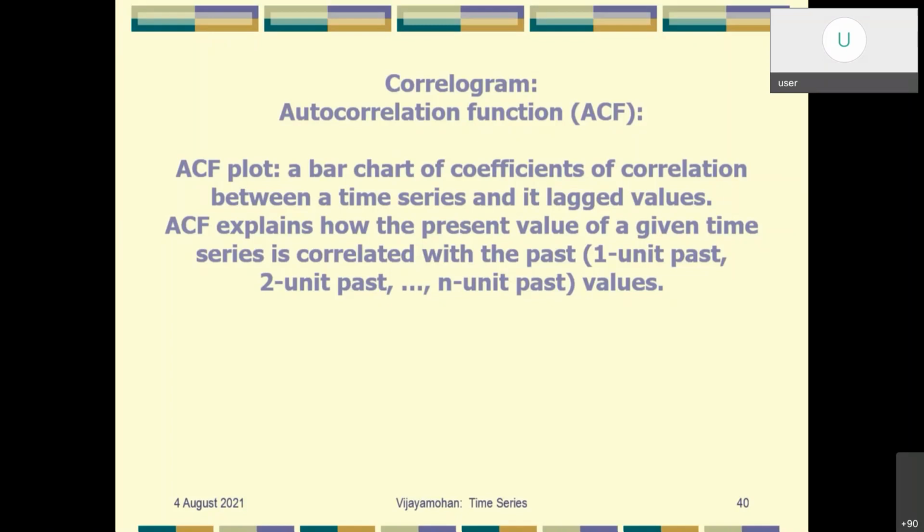And this explains how the present value Yt of a given time series is correlated with the past, that is Yt minus 1, Yt minus 2 and so on, the past values. It is called a function because it is the correlation of a particular variable over the lag k. That is why it is called a function. It's a function of the lag k. Here I have used n.